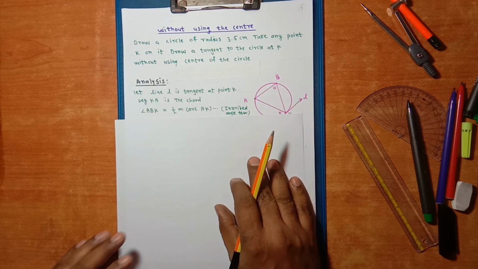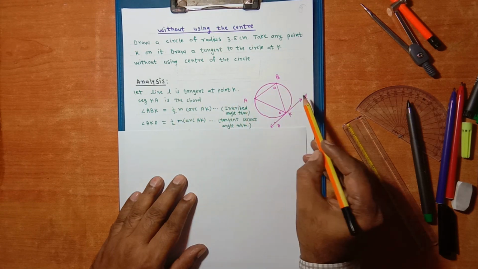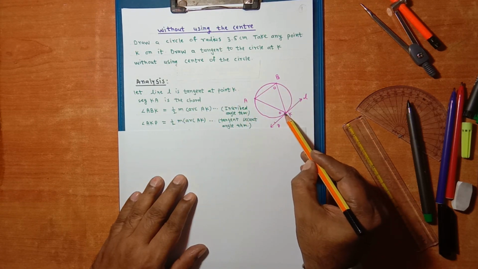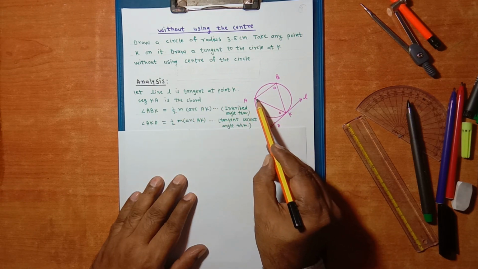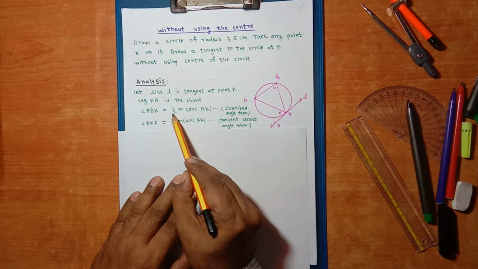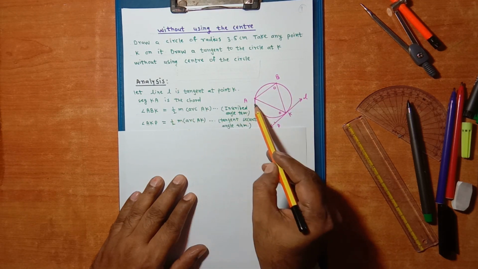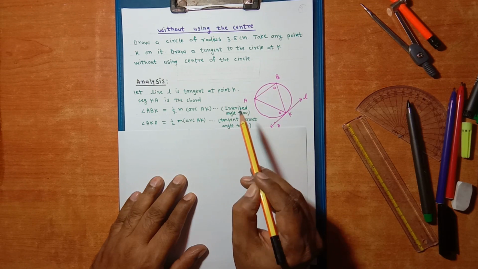Analysis. Let line L be tangent at point K. This is line L, it is tangent at point K. Segment AK is the chord. This is the chord. Angle ABK is equal to 1/2 major arc AK. Reason: inscribed angle theorem.